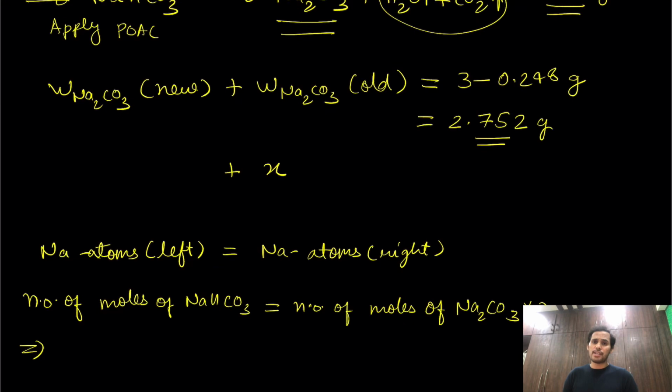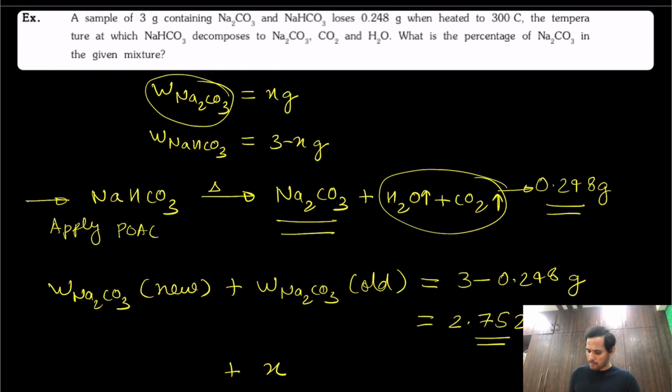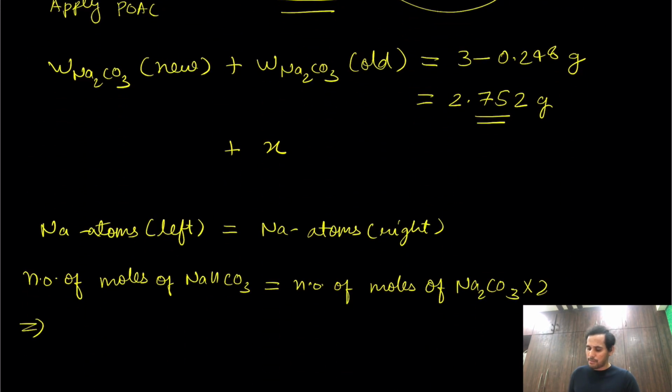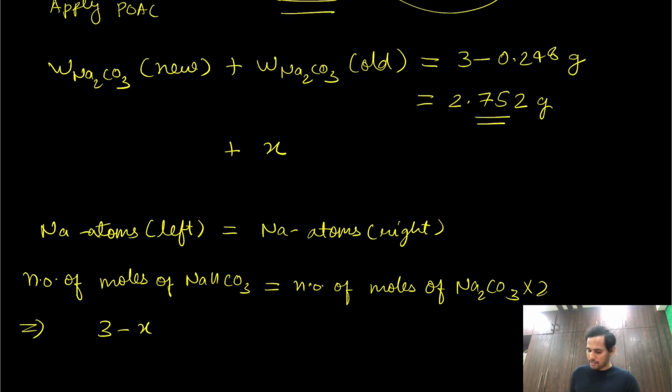Now how will we get the number of moles of NaHCO3? We will get it very easily, because we saw that its weight was 3 minus x grams, right? And what will be its molar weight? Its molar weight will be 23, 24, 36, 36 and 48, that is going to be 84. So its molar mass is 84 grams.